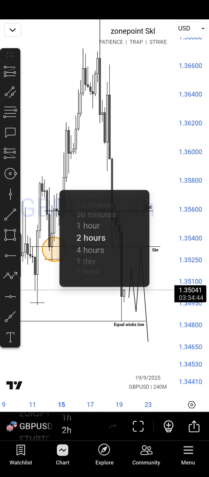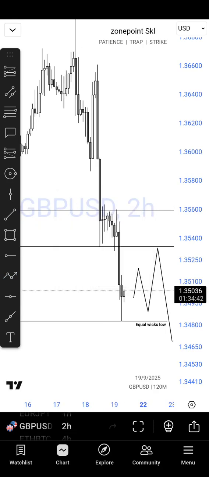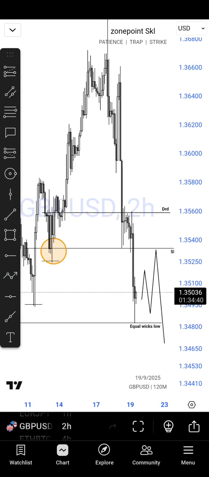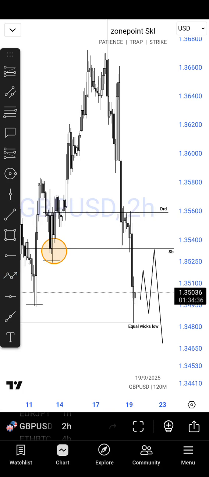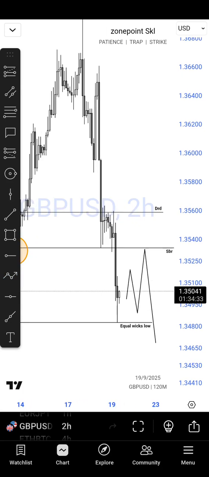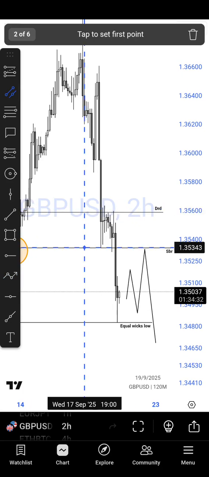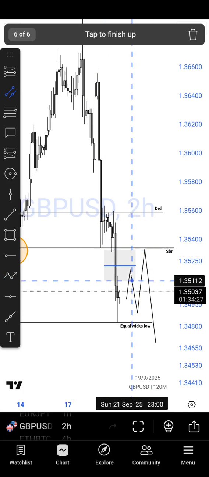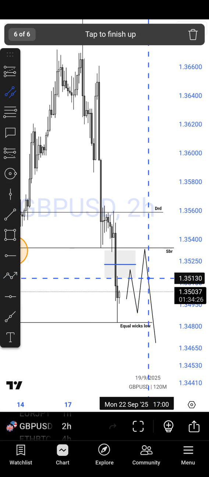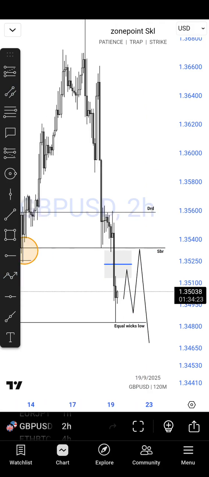So let's check 2 hours. We are staying at 2 hours. In these 2 hours there's something I want to show you guys. There's like an imbalance here, an imbalance here that price may do what?